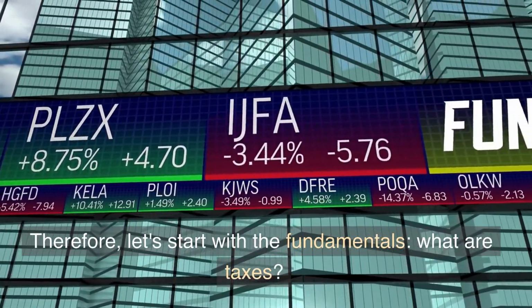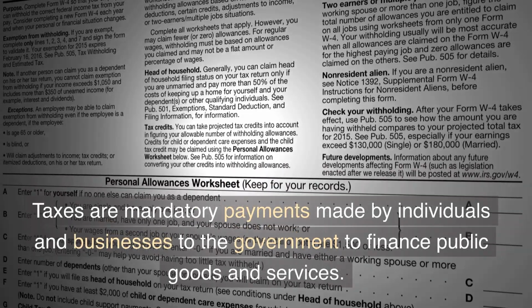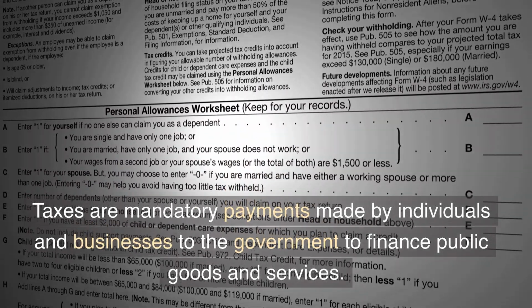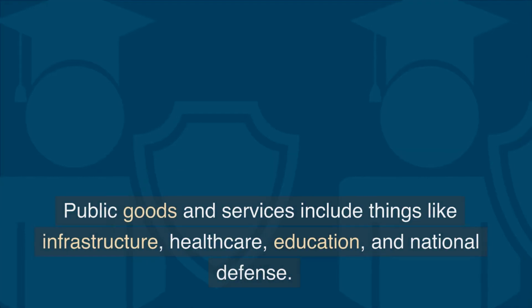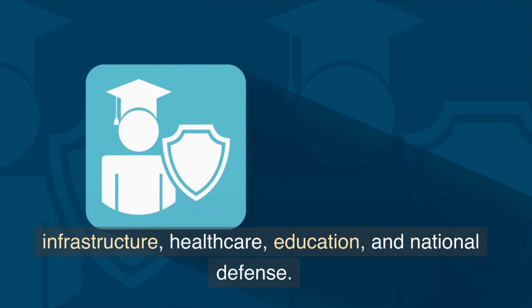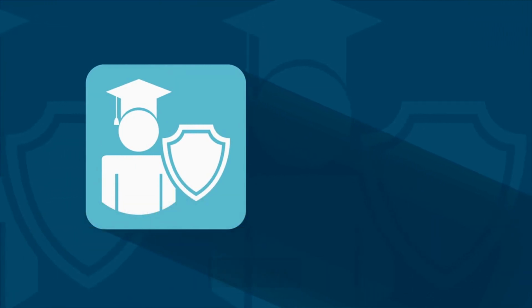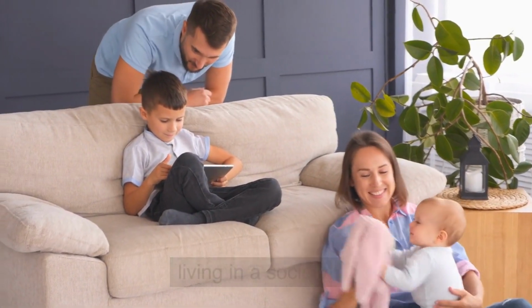Let's start with the fundamentals. What are taxes? Taxes are mandatory payments made by individuals and businesses to the government to finance public goods and services. Public goods and services include things like infrastructure, healthcare, education, and national defense. Taxes are essential for maintaining the standard of living in a society.